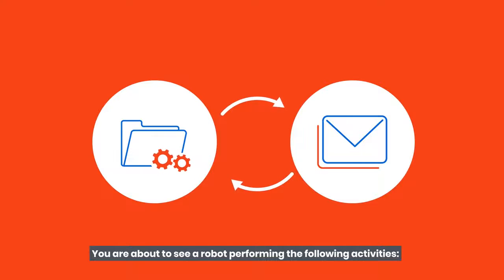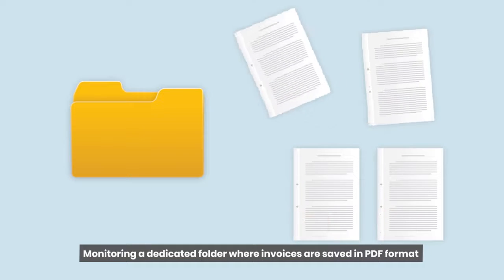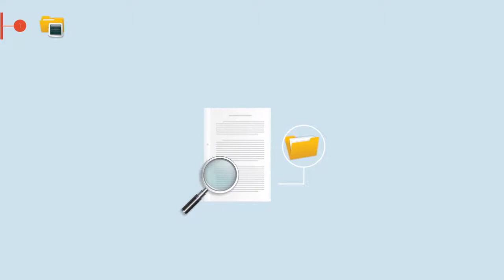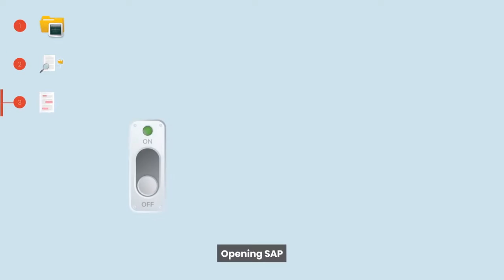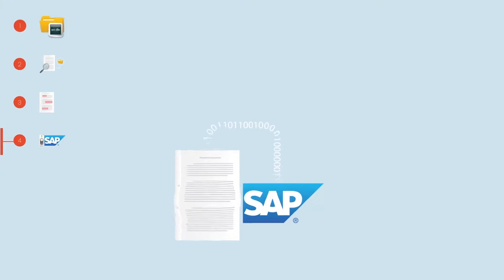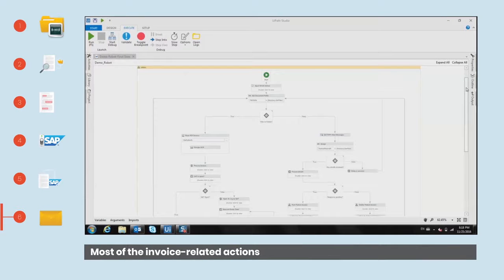You are about to see a robot performing the following activities: monitoring a dedicated folder where invoices are saved in PDF format, reading invoices from that folder one by one, extracting key information from the invoices, opening SAP, filling in invoice details in SAP, sending email notifications. Please note that the robot will do some activities in the background, such as most of the invoice-related actions, monitoring a folder or checking its email address. Now let's see it working.